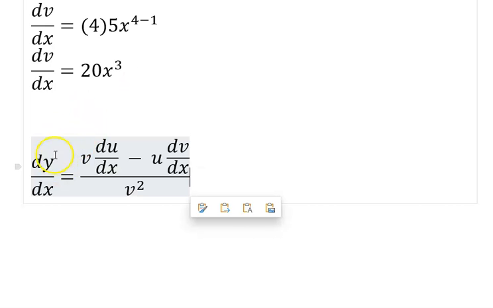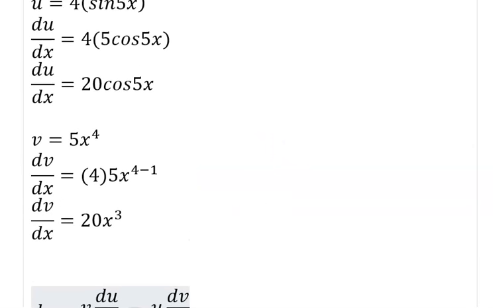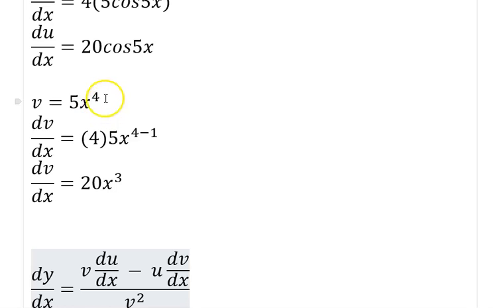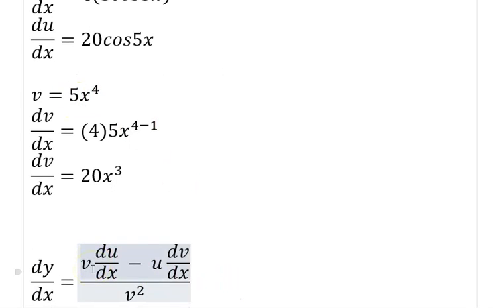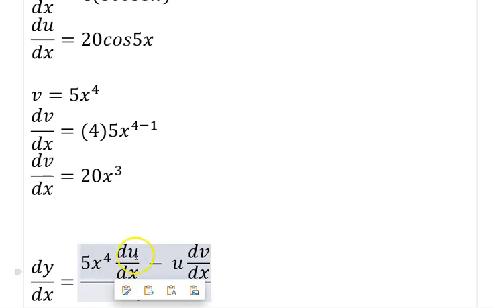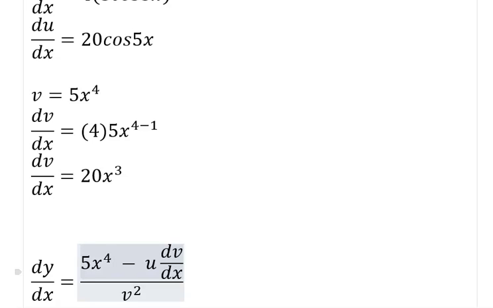Beautiful. Now, what is our v? Check. Our v is 5x raised to power 4. So insert it. Beautiful. What's our du dx? We've been able to iron it out. This is du dx: 20 cos 5x. Our du dx is 20 cos 5x.